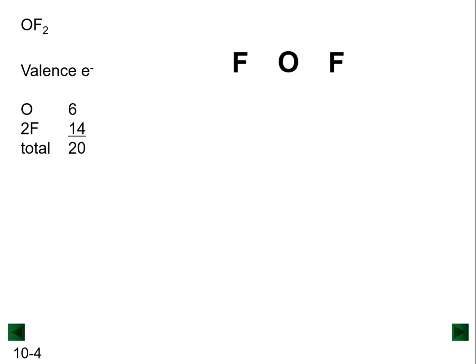We can calculate the total number of valence electrons in this situation. The one oxygen atom brings in 6 valence electrons. That's the 2s2, 2p4. And then the two fluorine atoms bring in a total of 14 electrons, 7 each. The valence electron configuration for fluorine is 2s2, 2p5. So that gives us a total of 20 valence electrons in this structure, and the Lewis structure will need to identify locations for all 20 of those electrons.